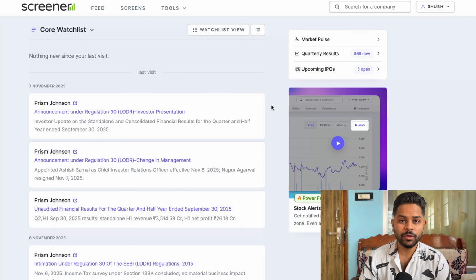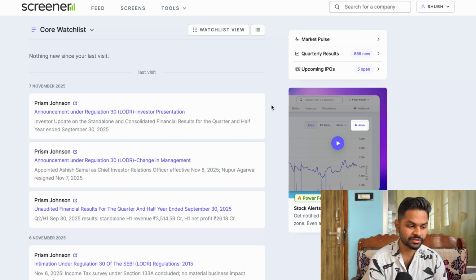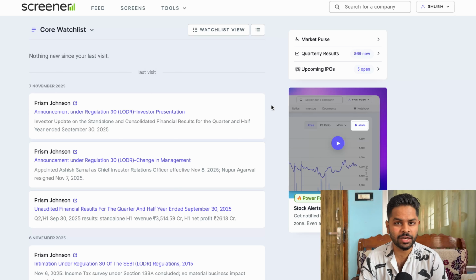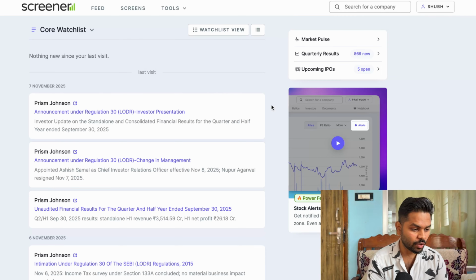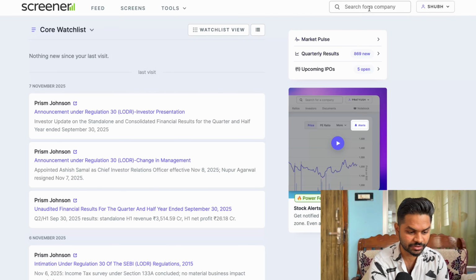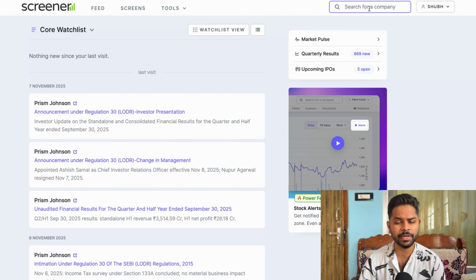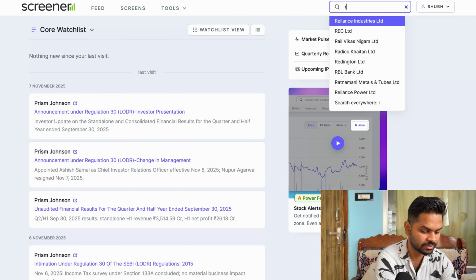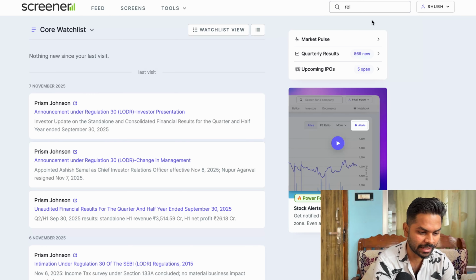So the company that we're going to look into is Reliance Industries. Nothing you have to do. This is the website which I use, called screener.in. It's free and it's available for everyone. Just log into screener.in and you will land on this page. After landing on this page, all you have to do is search for a company. You can search any company, all the companies are there. Today we're going to search for Reliance Industries. So let's go ahead and type Reliance Industries.